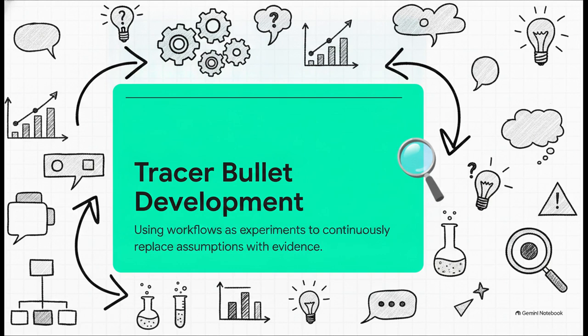Tracer bullet development is fundamentally a learning strategy. It means using workflows as actual experiments to continuously replace our assumptions with hard evidence. Once that structure exists, this mindset shifts our entire approach. We stop asking, okay, what feature should we build next? And we start asking, what should reality teach us next? What uncertainty should we reduce? Every single experiment produces evidence, and that evidence directly changes your future decisions. Development literally becomes an act of continuous learning.